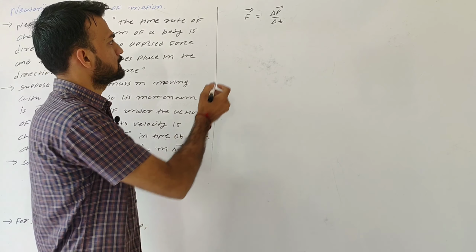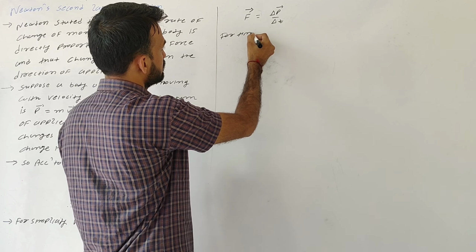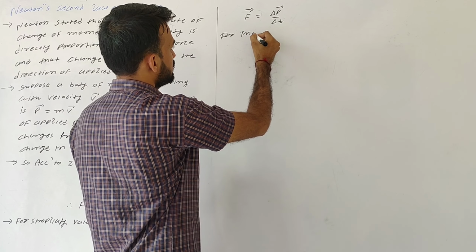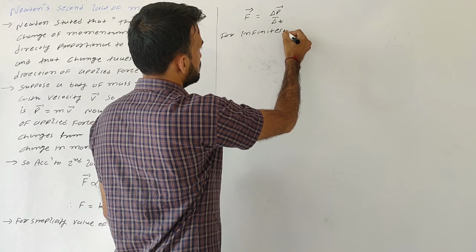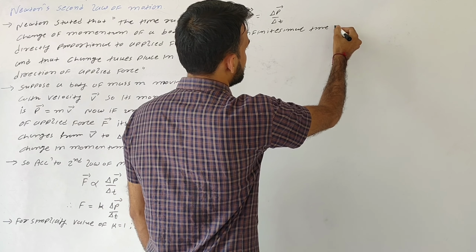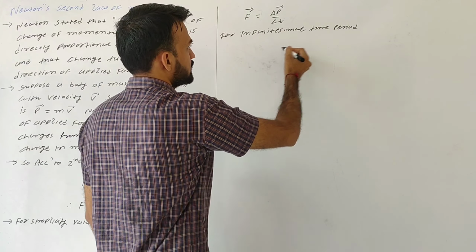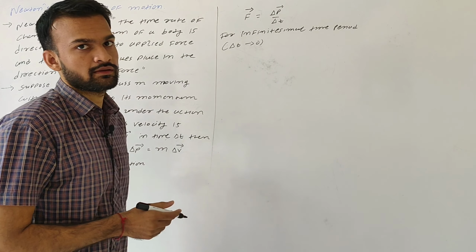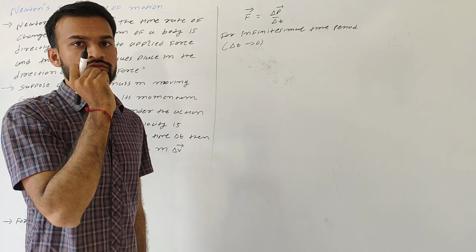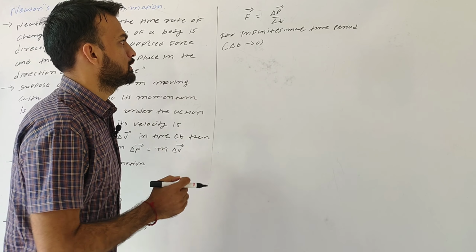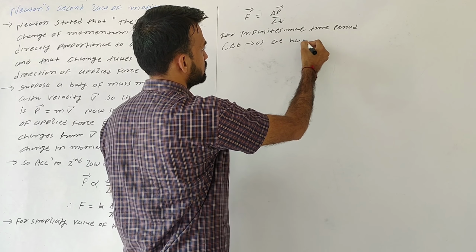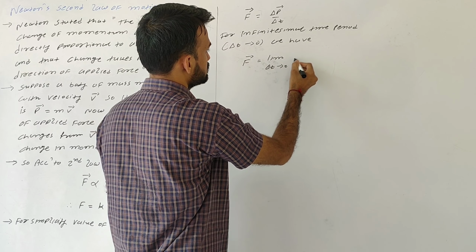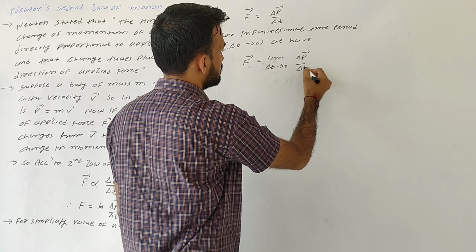Okay, here we can say for infinitesimal small time period, for infinitesimal time period means we can say delta t tends to 0. Okay, means whenever the time interval is very small. So we have F is equal to limit delta t tends to 0 of delta p by delta t.